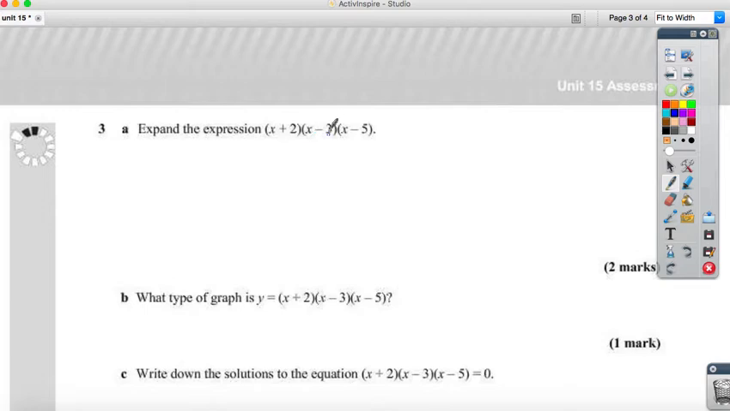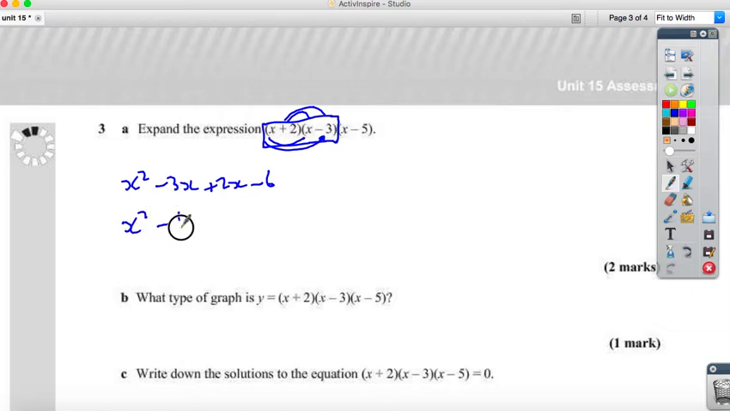Alright, expanding the expression. First of all, do the first two first, which gives you, when you multiply it out, x squared, x times x, minus 3x, x times minus 3, then 2x, and then 2 times minus 3 is minus 6. Before you deal with the last bracket, simplify. X squared minus 3 plus 2 is minus 1x. I don't usually write the 1, I'm doing it for ease at the moment so you understand it better. And then I'll leave the minus 6 at the end. So that's the first two brackets done. Then we multiply by the last bracket here, x minus 5.